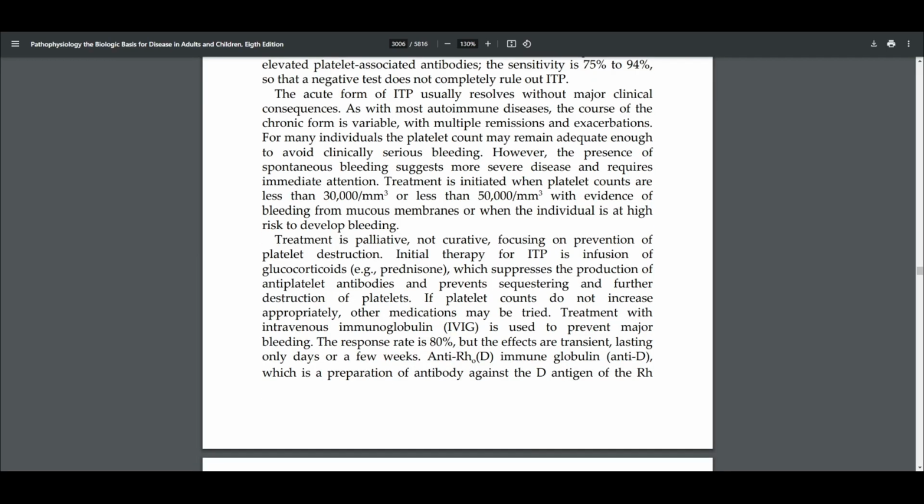The acute form of ITP usually resolves without major clinical consequences. As with most autoimmune diseases, the course of the chronic form is variable, with multiple remissions and exacerbations. For many individuals, the platelet count may remain adequate enough to avoid clinically serious bleeding. However, the presence of spontaneous bleeding suggests a more severe disease and requires immediate attention. Treatment is initiated when platelet counts are less than 30,000, or less than 50,000 with evidence of bleeding from mucous membranes, or when the individual is at a high risk to develop bleeding.